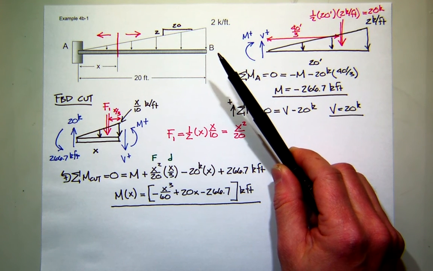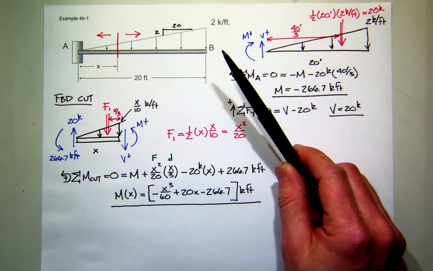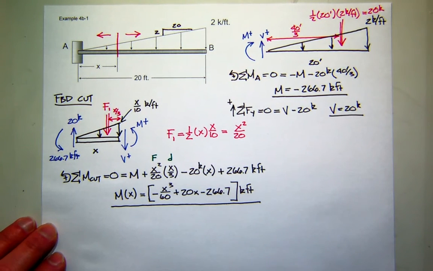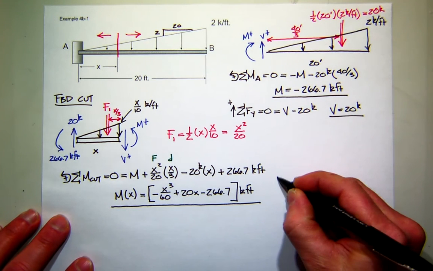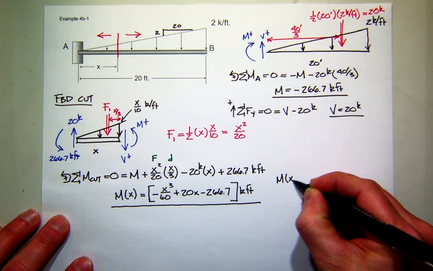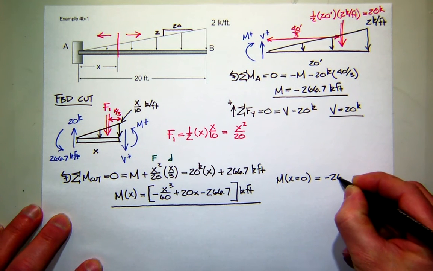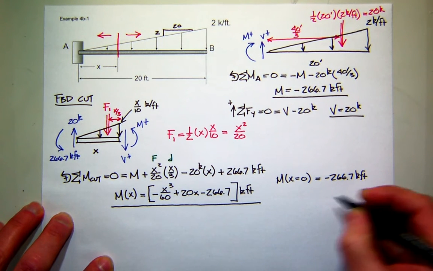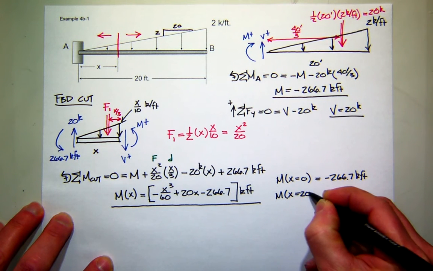Zero. There is no moment at the free end. There's nothing there telling it to rotate. So that means if I plug in x equal 20 into this equation, I should get 0. So why don't you check that for me? So we've already checked that when x is equal to 0, we get negative 266.7 kip feet. So now what is the answer when x is equal to 20?